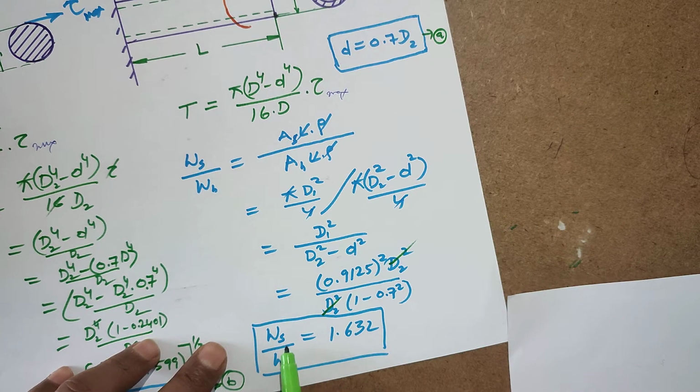Weight ratios, that is the weight comparison. If the weight of the hollow shaft is 1 kg, the weight of the solid shaft is 1.632 kg. That means you are saving this much material while producing the hollow shaft instead of the solid shaft.